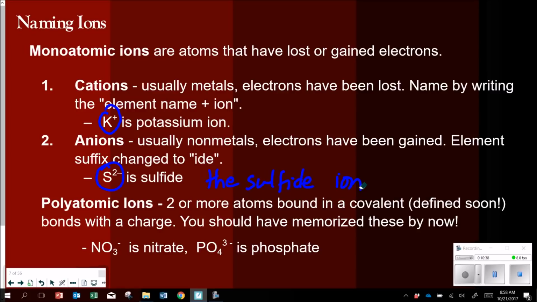Polyatomic ions are 2 or more atoms bound in a covalent bond with a charge. You should have memorized these by now. So for example, NO3 with a -1 charge is nitrate, and PO4 with a -3 charge is phosphate.